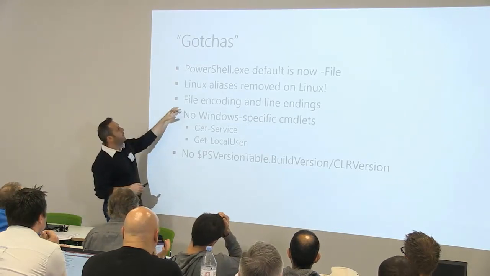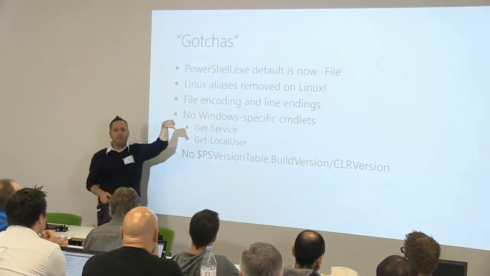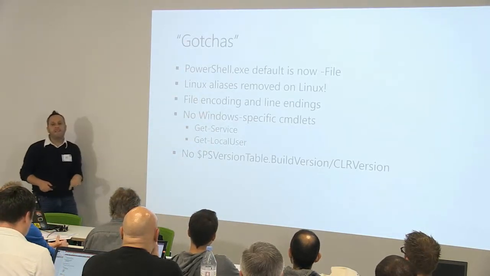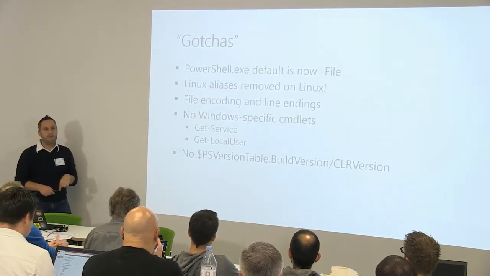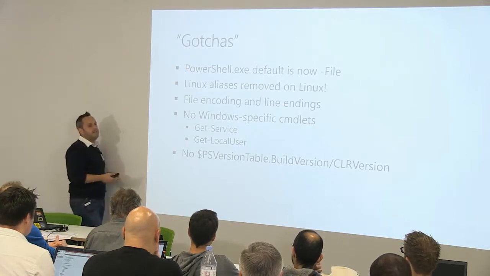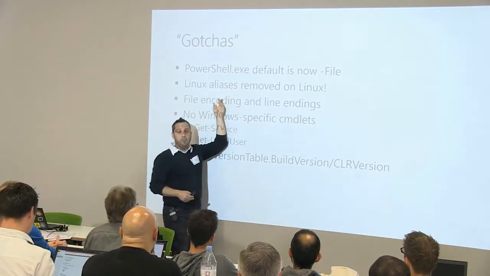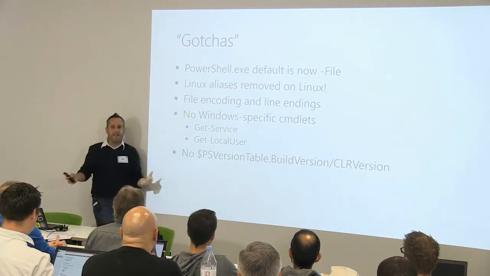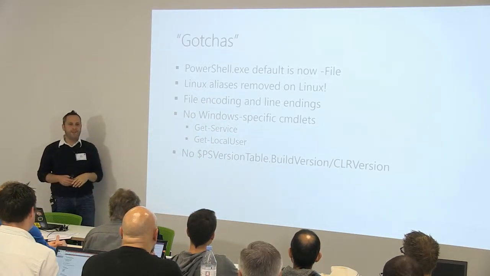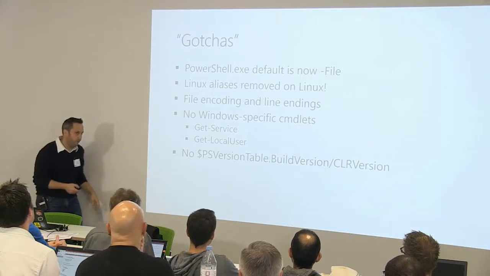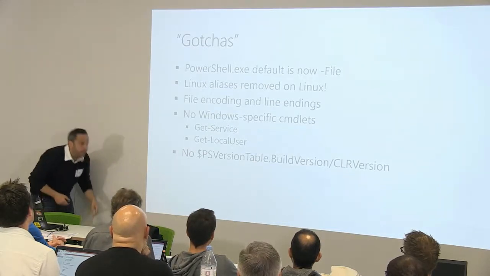Obviously, aliases are now removed. This one catches me out because I type ls in all the time. That works in the Windows environment. ls, guess what? It works in the Unix environment, on Linux, on Ubuntu. I just get text-based output rather than objects. So I don't get file info objects. I end up getting a bunch of text back.